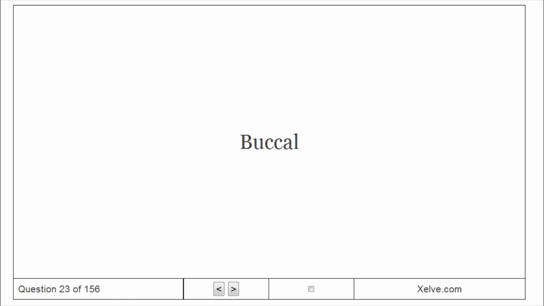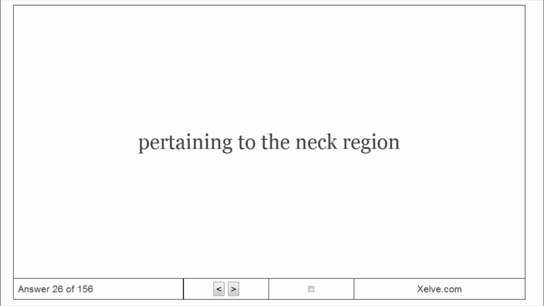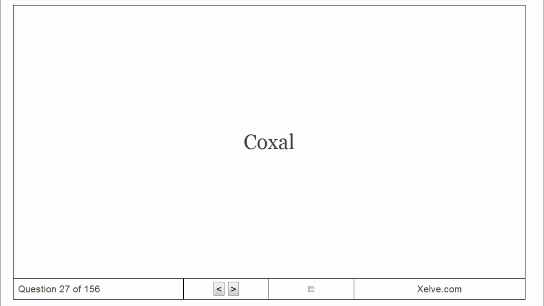Buccal: pertaining to the cheek. Carpal: pertaining to the wrist. Cephalic: pertaining to the head. Cervical: pertaining to the neck region. Coxal: pertaining to the hip. Crural: pertaining to the leg.